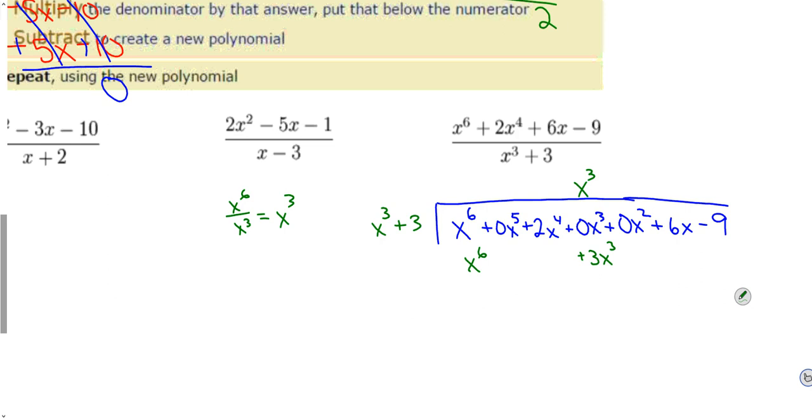After we multiply, then we change all the signs. So I change this to a minus, I change this to a minus, and then I do all my combining like terms. So this goes down. I don't really need the 5 anymore, so I'm just going to bring down the 2x to the 4th. 0 take away 3 is negative 3. I'll bring these ones down, I'll need these ones still: 0x squared plus 6x minus 9.